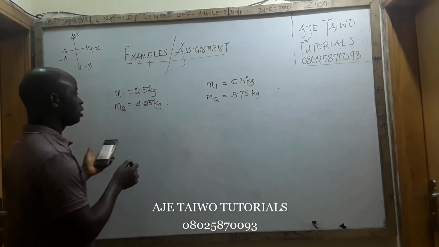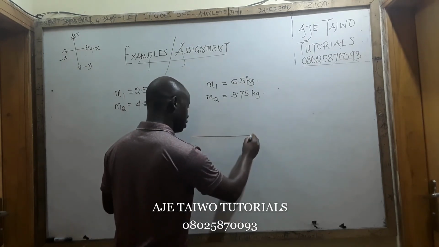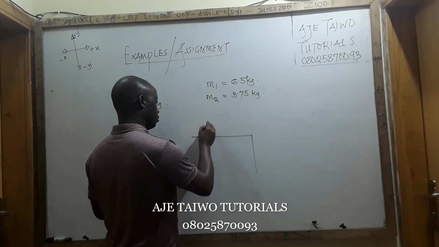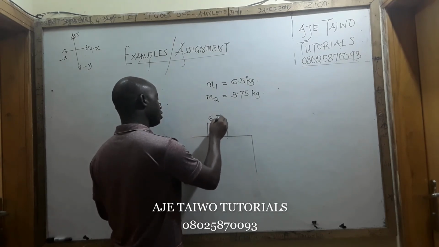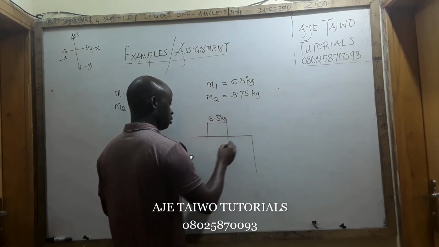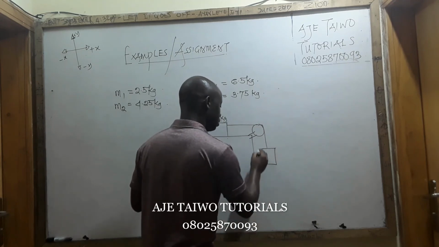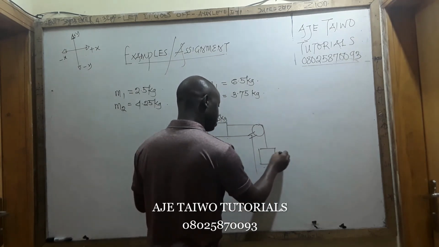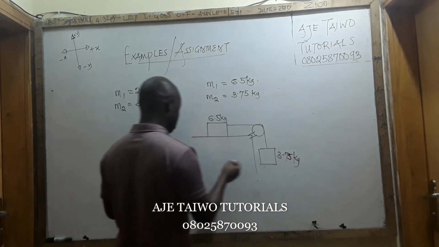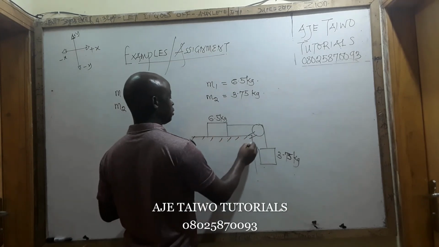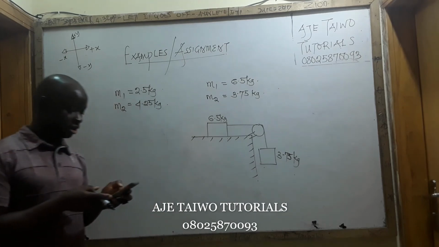Okay, this diagram. They give you a diagram, so you draw it. They put 6.5 kg on this, and this is a pulley, something like this. And they put here 3.75 kilograms. So you have this. Okay, that's question 2.